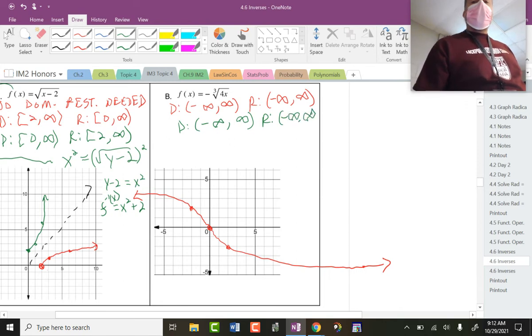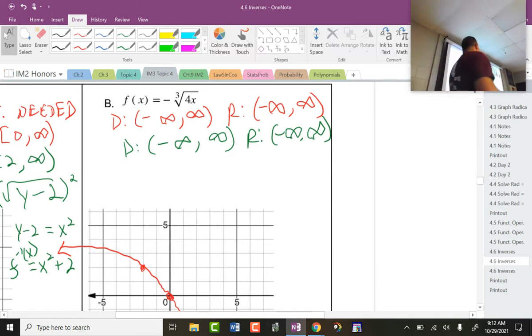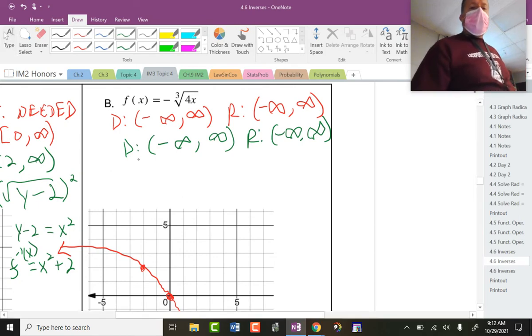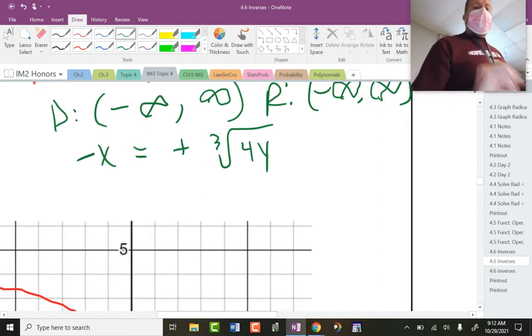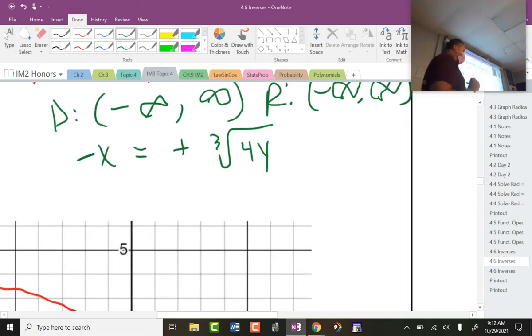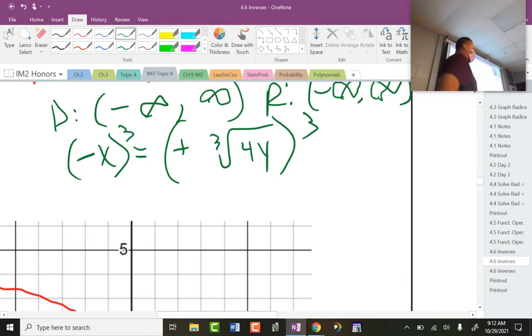And then I can go ahead and do my inverse work now. So the green is the inverse's domain and range. Okay, so f of x is y, so I make it x. Negative cube root of 4y. Now, what I think you should do is multiply both sides by a negative first. So I went ahead and did that. And then cube both sides. Don't be doing anything with that 4 yet. It's stuck in the cube root. You've got to free it before you do something with that.